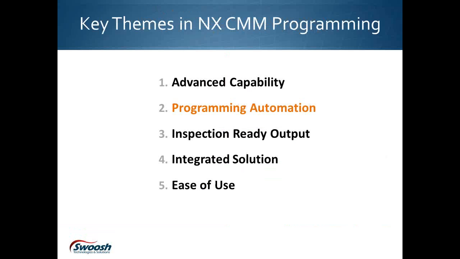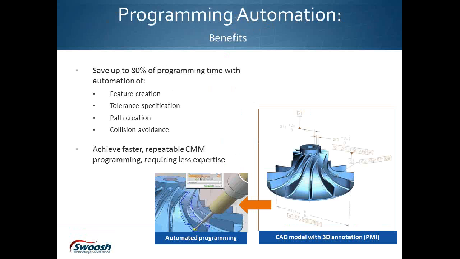Okay, the next thing I'm going to talk about is the programming automation. So you can save up to 80% of programming time with the automation of feature creation, like a torus or plane, a point, whatever. Tolerance specification, like your GD&T stuff, true position, profile, path creation, the actual scanning paths of the CMM or probing points of the CMM, and then also collision avoidance. So with NX, you can achieve faster, repeatable CMM programming requiring less expertise.